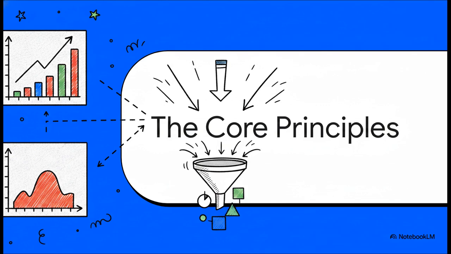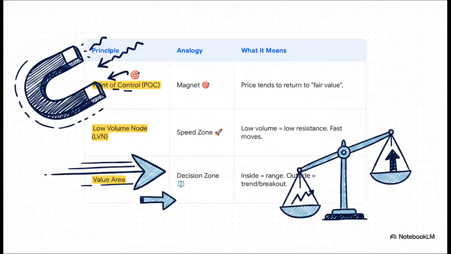So let's distill all of this down into three fundamental principles. Okay, this slide right here, this is your cheat sheet. Let's make it simple. The point of control is like a magnet. It has a gravitational pull, always trying to pull the price back to what the market sees as fair value. The low volume nodes, those are speed zones. It's like an empty highway with no traffic. Price can just accelerate right through.